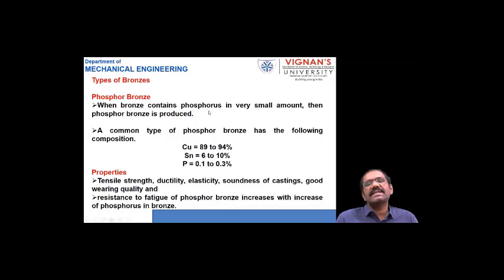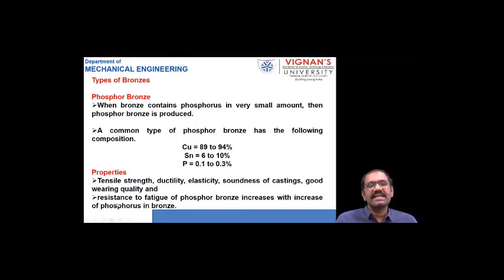When the bronze contains phosphorus in small amounts, then it is called phosphor bronze. Its chemical composition: copper is from 89 to 94%, tin 6 to 10%, phosphorus 0.1 to 0.3%. If you observe its properties, it has good tensile strength, ductility, elasticity, soundness of casting, that means good castability, and good wear resistance.